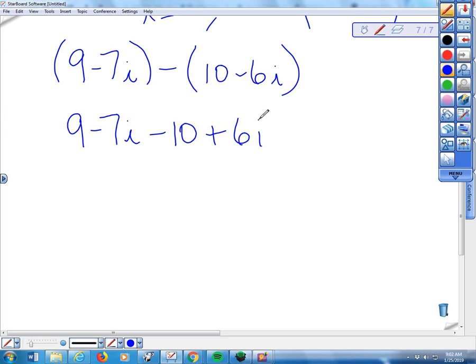9 minus 10 is negative 1. Negative 7i plus 6i is negative 1i. So there's my answer in complex form. No calculator still on these.